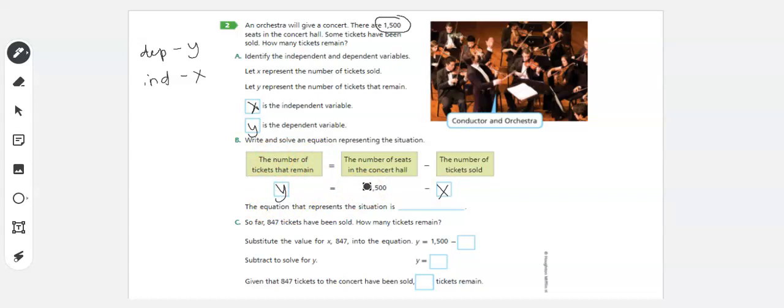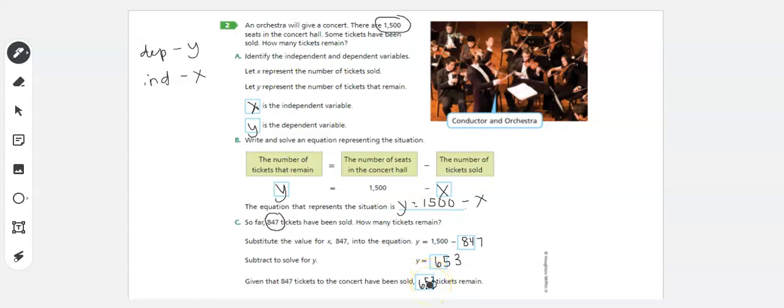The equation that represents the situation, let's just take what we have here. Y equals 1,500 minus x. Now, if 847 tickets have been sold, how many remain? Substitute the value of x for 847. And when I do 1,500 minus 847, I get 653. So, how many tickets remain? 653. And look at that.